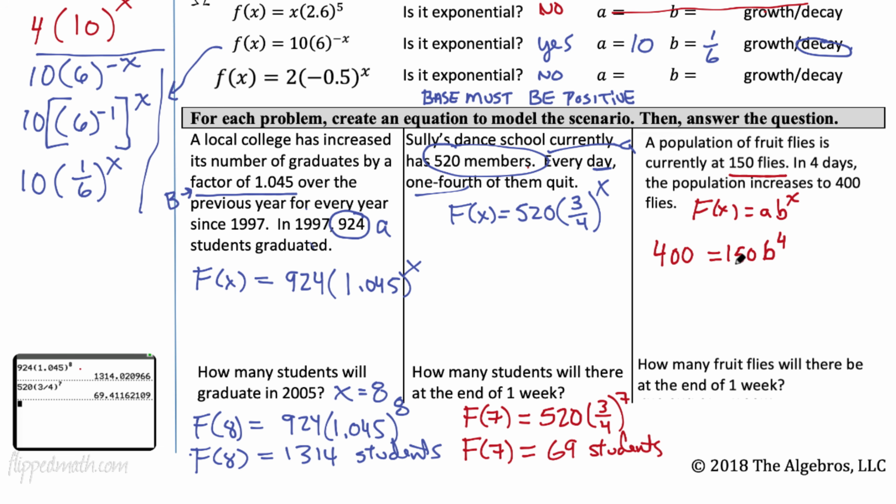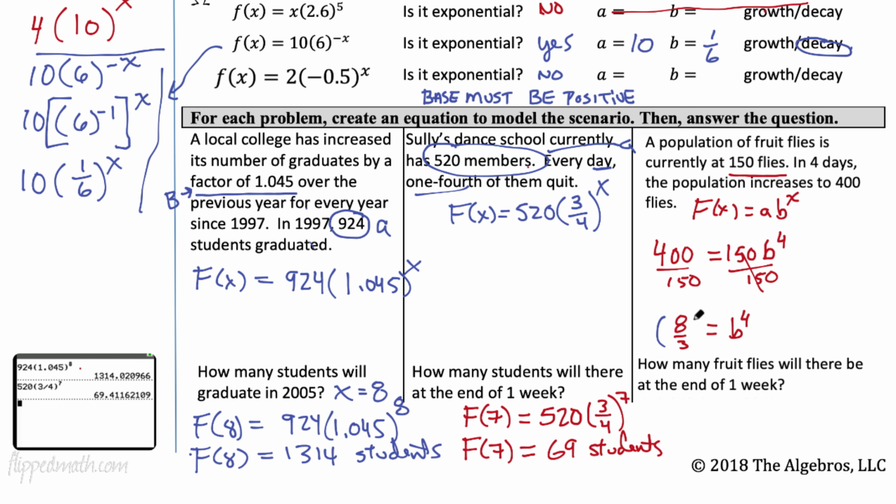So if I divide both sides by 150, let's do that in this equation. And then we get, what do we get here? That reduces to 8/3. Is that right? So 8/3 is going to equal, they're going to cancel, b to the 4th. So how do we solve that equation? You can do it either one of two ways. You can raise it to the fourth power or take a fourth root. I'm just going to raise that to the fourth power.